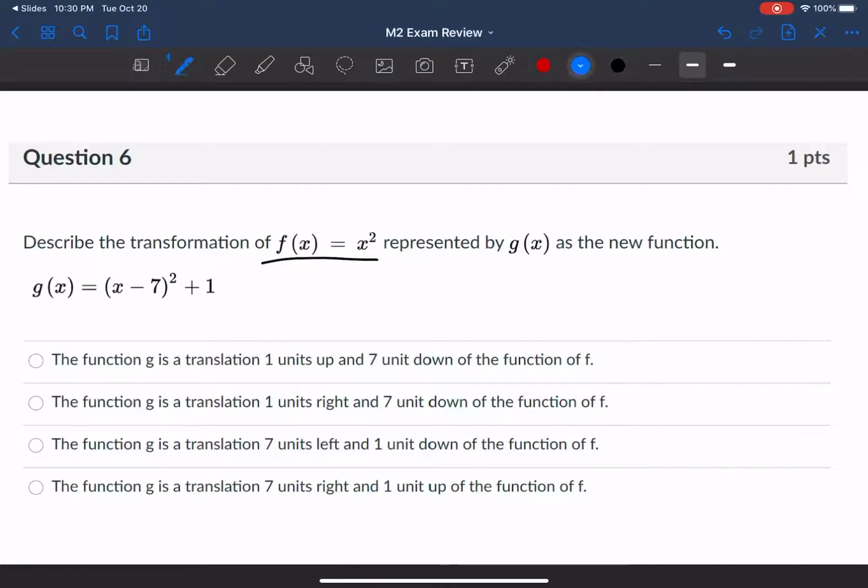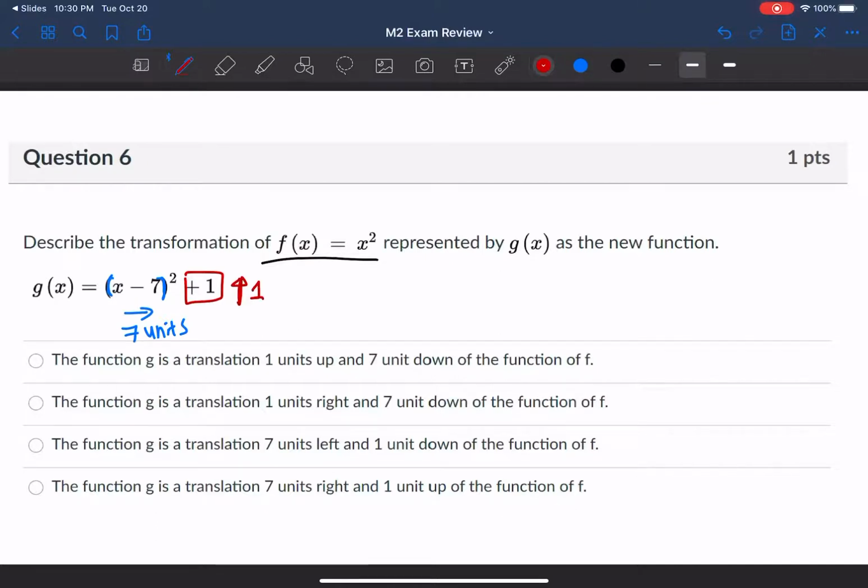Whenever you have a parenthesis around, it's either shifting right or shifting left, okay? Since I have a minus 7, you are going to the right by 7 units. And then my plus 1 is outside of the parenthesis, which means I'm going up or down, vertical. And since it's a positive 1, I'm going up by 1 unit. Okay, so let's look at it.